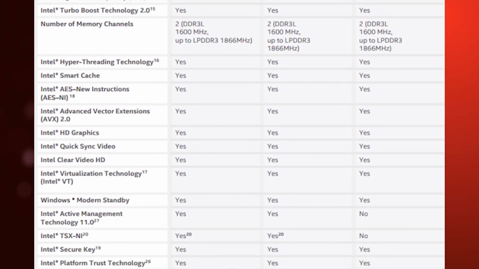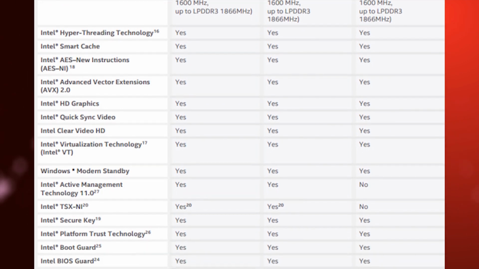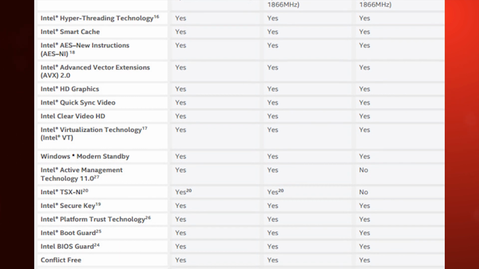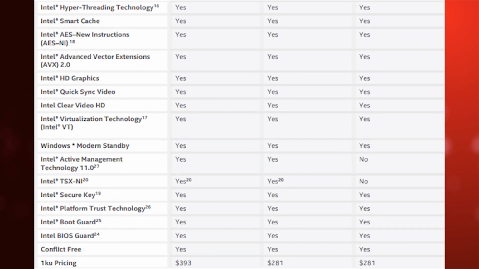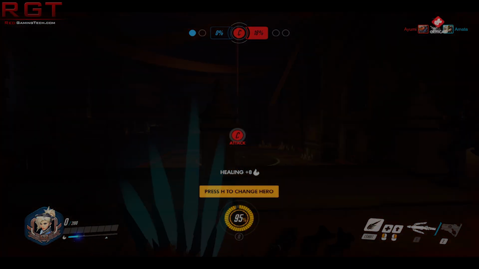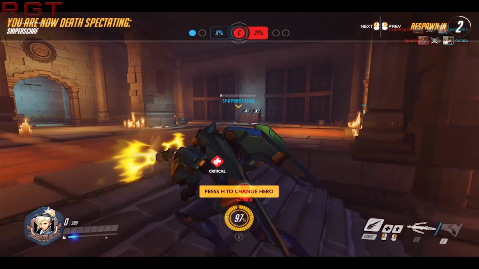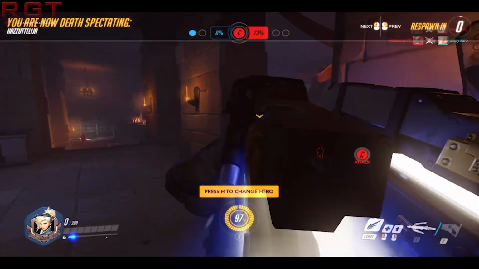I find that really interesting that they've decided to do that, and it tells me that they possibly are having issues with yields or production, or maybe they want to see what happens with Zen, because ultimately from what we've been told regarding Zen from AMD themselves, Zen is going to be released the first quarter of next year.